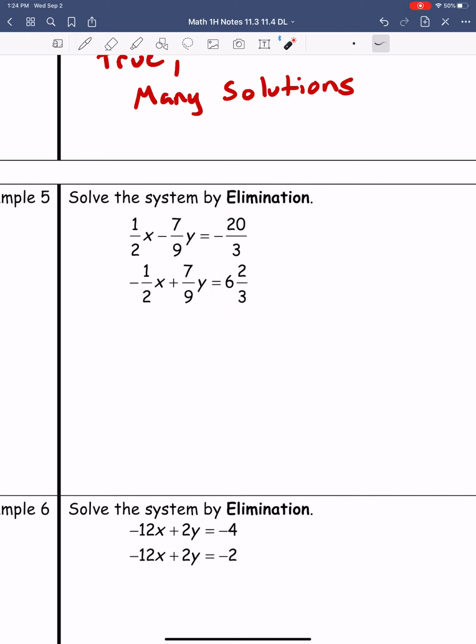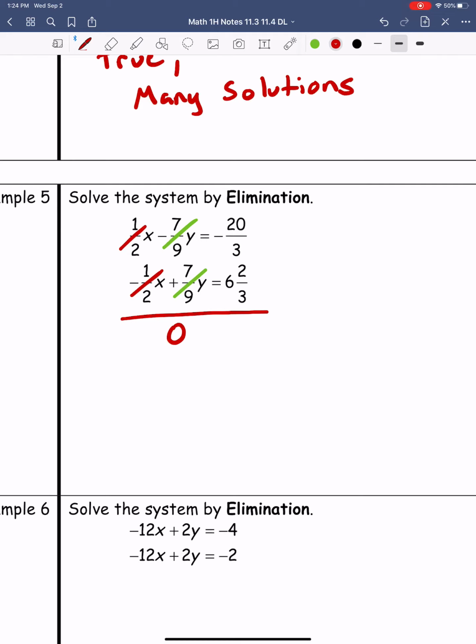And then also we've got 1/2 here and negative 1/2 x there. So we know those are going to cancel. We've got negative 7/9 and positive 7/9, so I know those are going to cancel. So without doing any fraction bombing, I can just look at this and say, okay, well, 1/2 and negative 1/2 is gone, right? And then also negative 7/9 and positive 7/9 over y, that's gone. So I'm just left with 0 on the left.